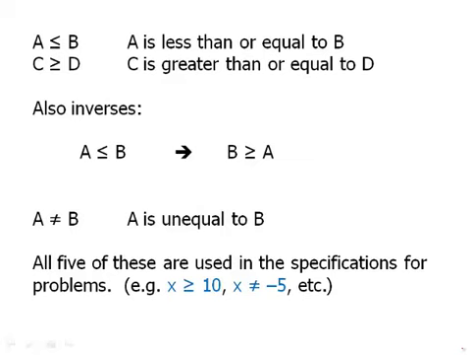So all 5 of these are used in the specifications for problems. At the beginning of a problem, it might say something like, if x is greater than or equal to 10, or x is unequal to 5, and then they'll talk about the rest of the problem. That is just a condition they specify to make the problem work. Any of these 5 symbols can appear in that specification.